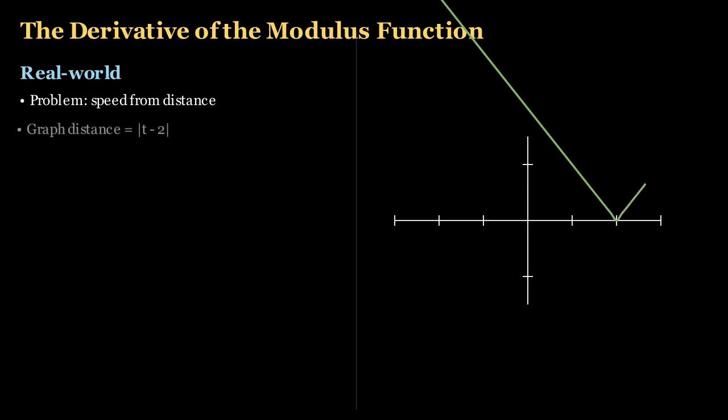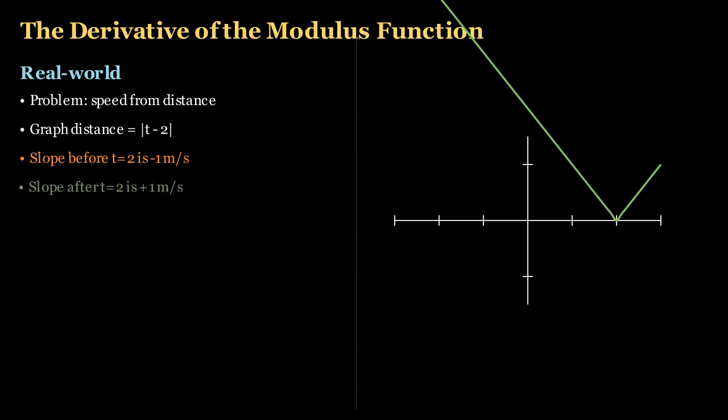What about at t equals 3 seconds? Now t minus 2 is +1, so distance is 1 meter again. But on this right side, the slope is +1. The speed is +1 meter per second, moving away.